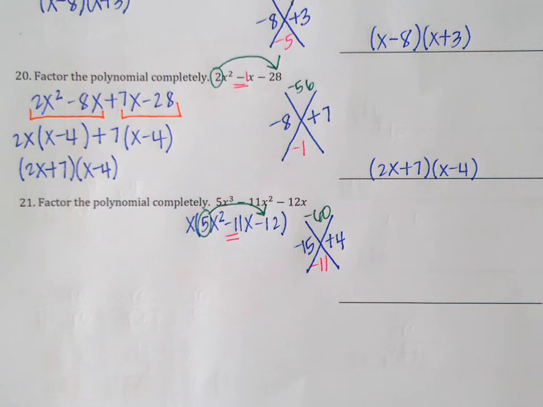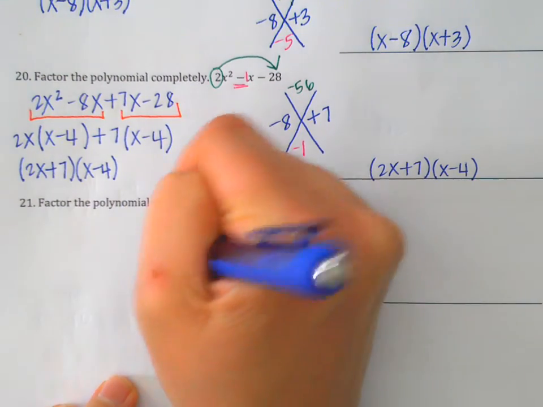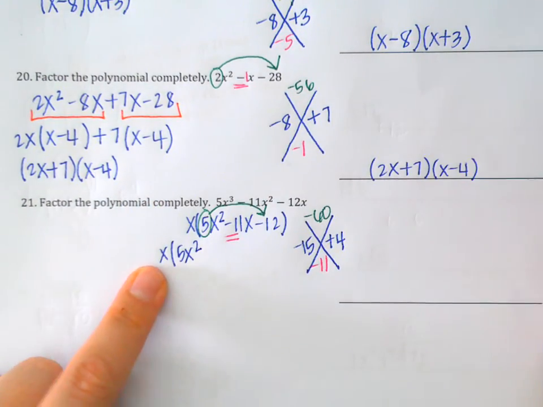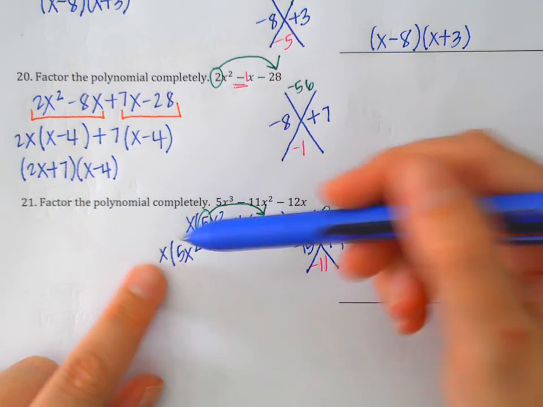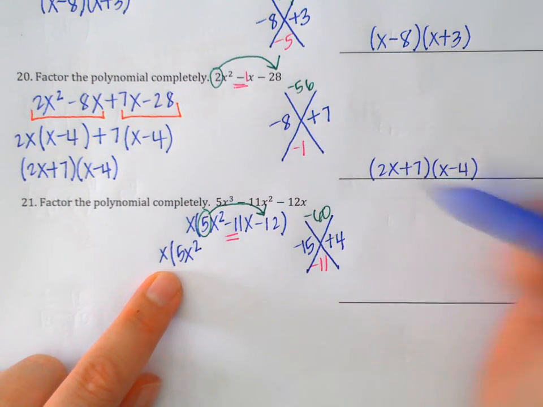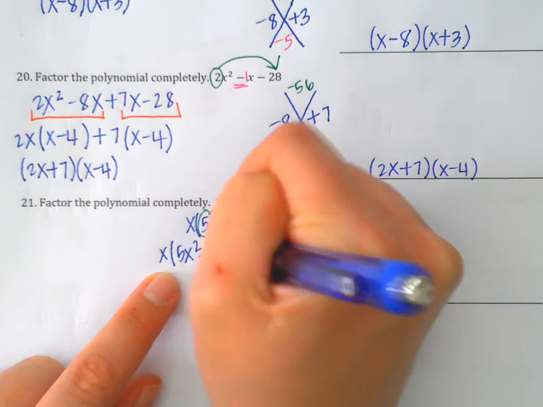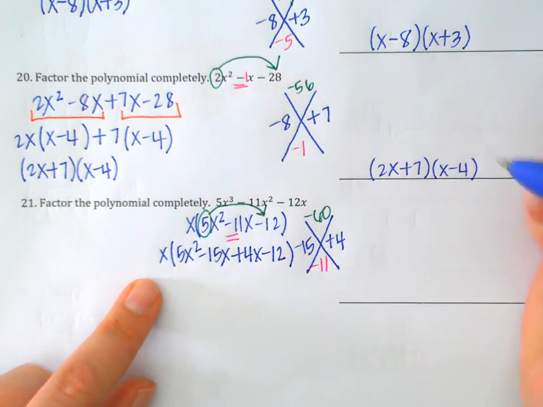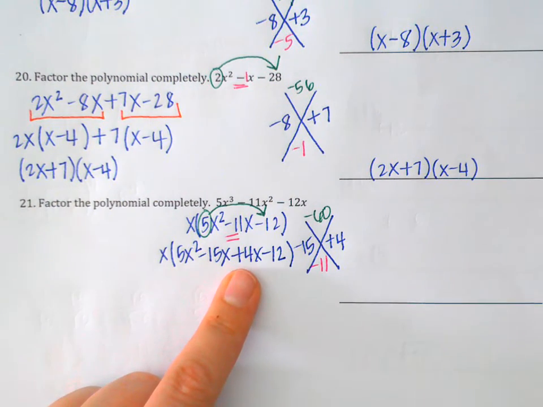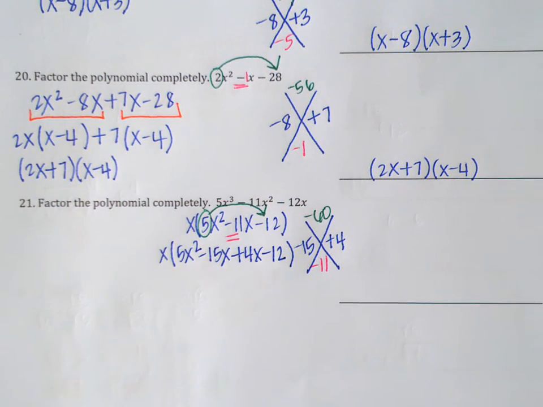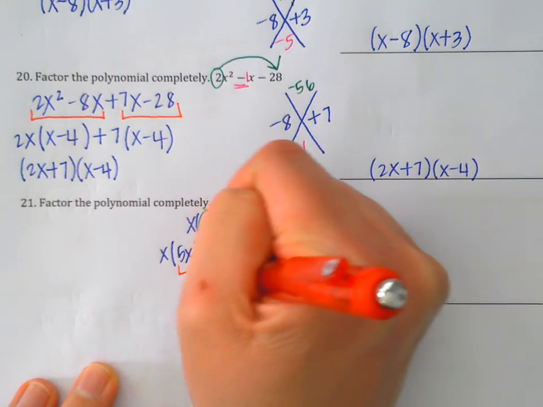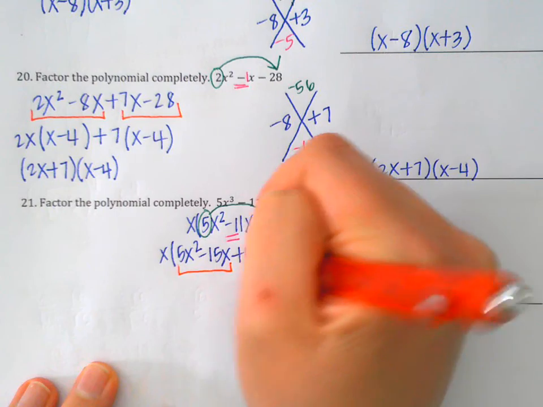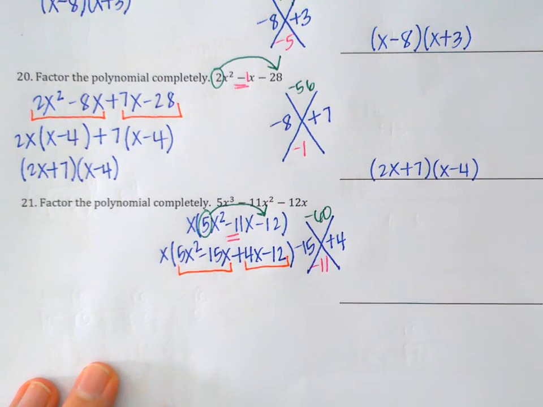So negative 15 and positive 4, I can split my middle term. I'm going to leave the x just on the outside like that. I think, what goes better with 5, 15 or 4? And I'm going to group it with 15. Remember, it doesn't matter what order you put these in. You still should get the same answer. And now that I have 4 terms, I can factor by grouping. 5x squared minus 15x and 4x minus 12.